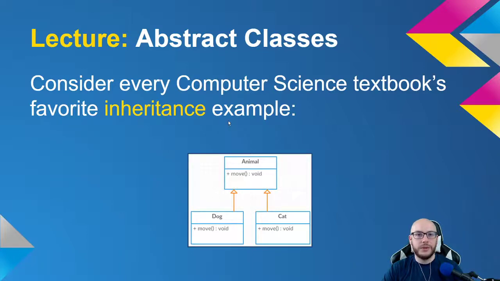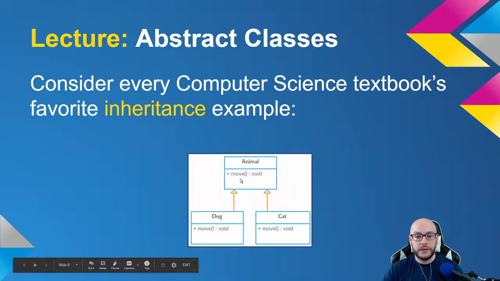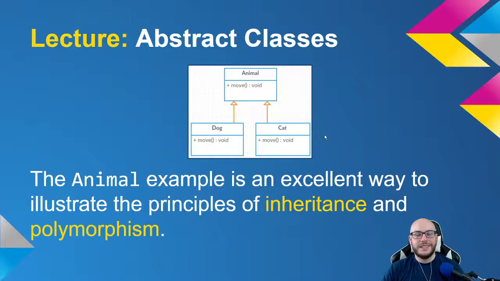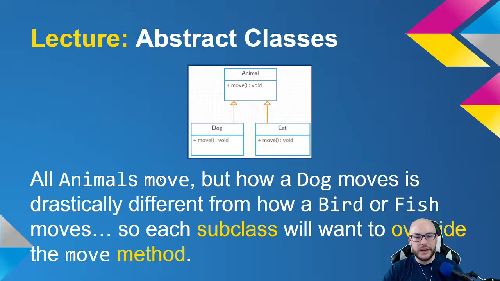Consider every computer science textbook's favorite inheritance example. I promise you, if you Google inheritance right now, they're going to give you some nonsensical example about animals and dogs and cats. It is a good example because it illustrates the principles of inheritance and polymorphism, right? All animals move, but how a dog moves is drastically different from how a bird or a fish or a cat moves. So each subclass will want to override the move method, right?